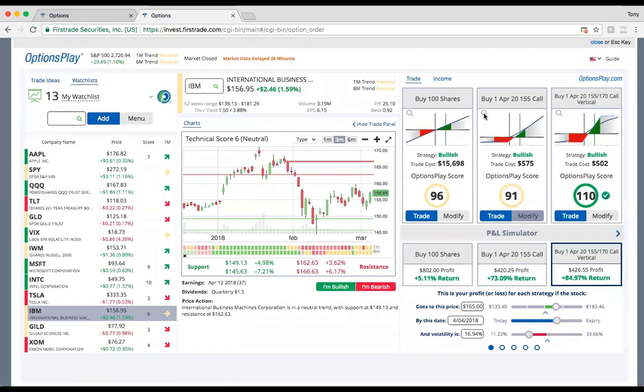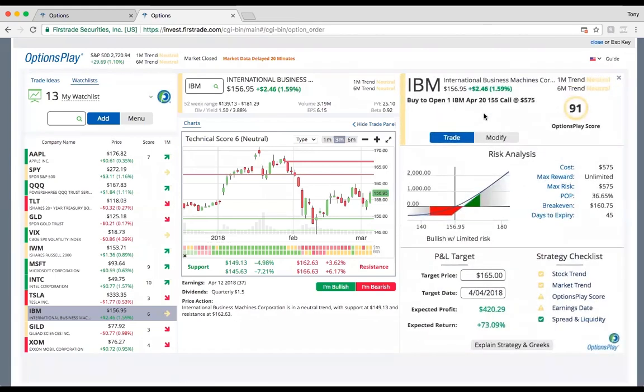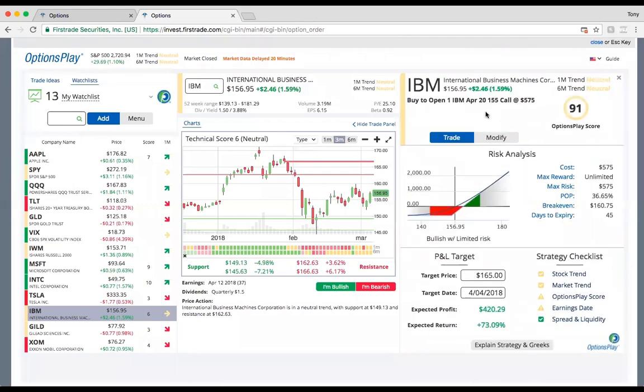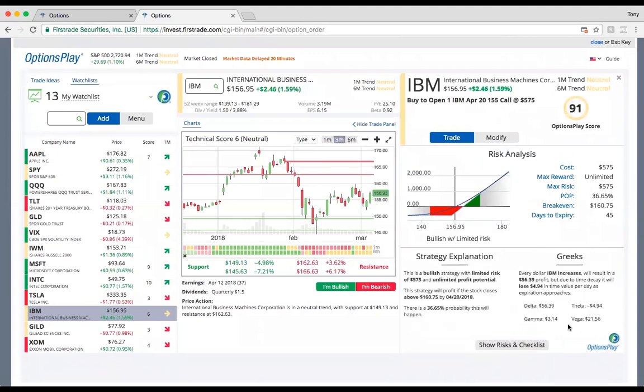And for those of you that are looking for the Greeks, just to show you guys, you click on the magnifying glass here for any one of these strategies. You can click on explain strategy in Greeks, and you will have the Greeks here as well.